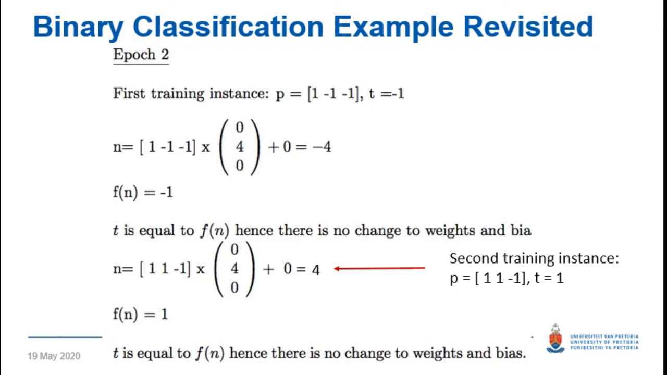So you've got 1 times 0 plus 1 times 4 plus minus 1 times 0, which is going to give you a 4, plus the bias, which is 0. So your output is going to be a 4, and if you apply the activation function to that, 4 is greater than 0, so you're going to get an output of 1. So if we look at t in our current training set, and if we look at our value for f of n, they're both exactly the same, and because they're exactly the same, we don't change the weights. There's no need to change the weights or the bias in this case.